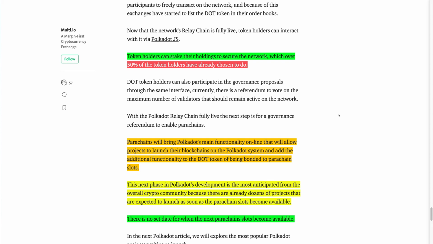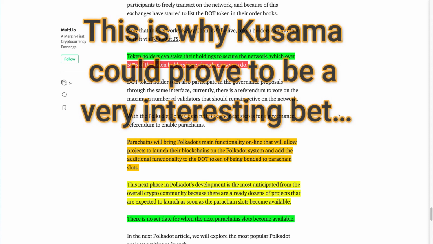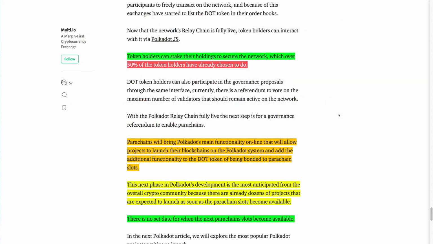Parachains are not yet able to launch on Polkadot. They're not able to lease the space. They're not able to create this demand for Polkadot, for the DOT token. And there is no set date for when this will happen. It could be sometime in 2021, but we just don't know exactly when it will happen, probably because there are so many intermediary steps before that actually happens.